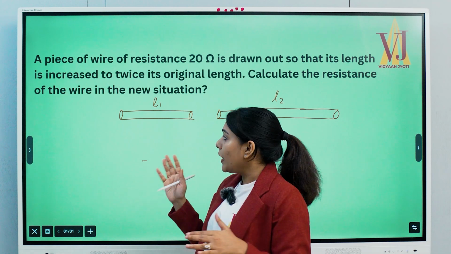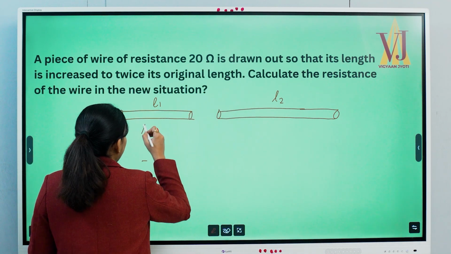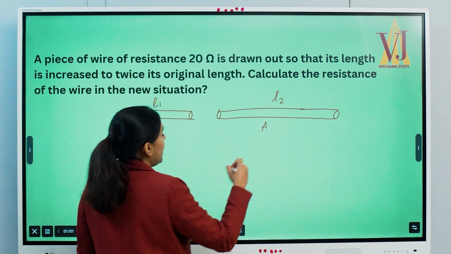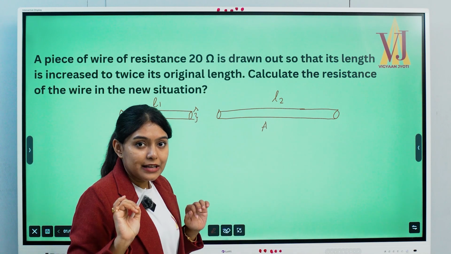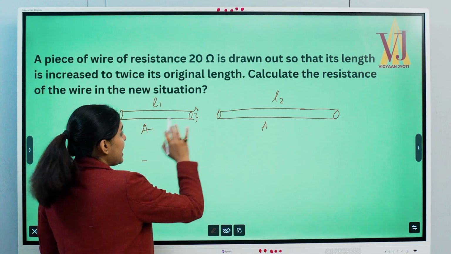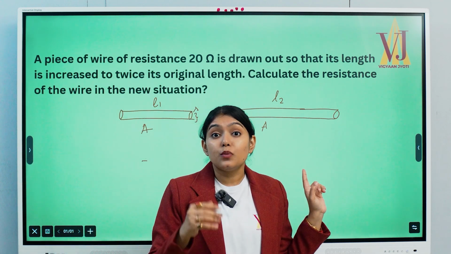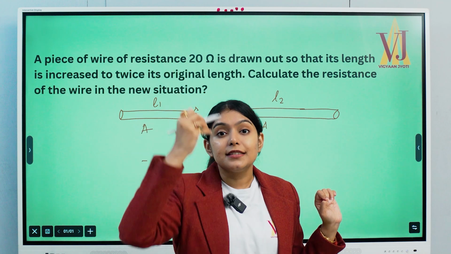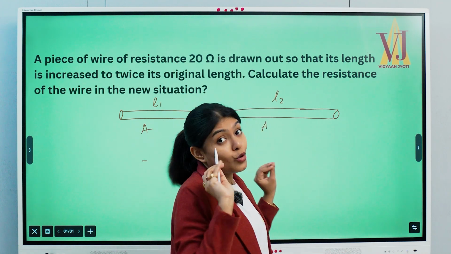Whether you are considering the area for this wire or this wire, my area is fixed. Yes or no? Because after all my radius is not changing. Area is dependent on the radius or the diameter. So if my radius is not changing, that means my area is the same. That's the reason we can easily say resistance is also tripled when the length is tripled. But this question is not like that.